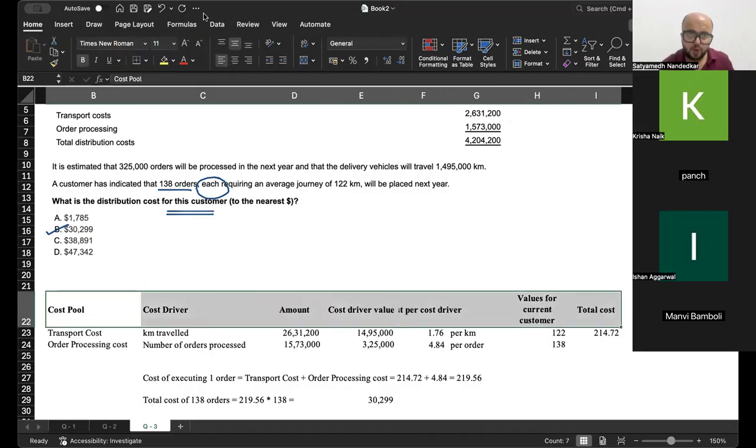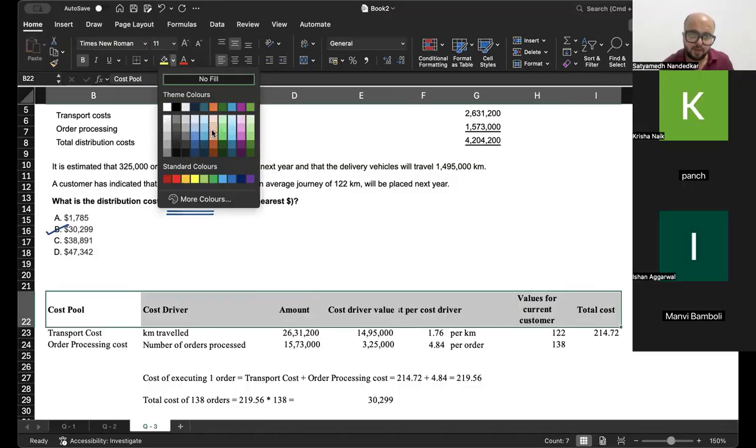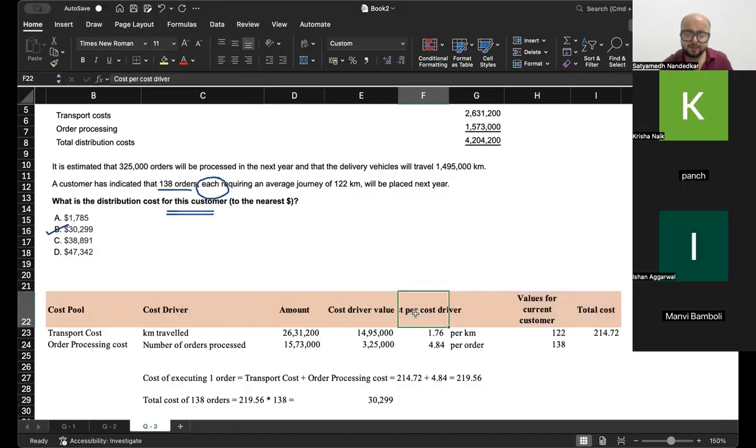To finish one order, you have to travel 122 kilometers. So that is the first part. To complete one order, you have to travel 122 kilometers, so the transportation cost relating to one order is 122 kilometers into the cost per kilometer. But to finish one order, you also incur an order processing cost of 4.84.